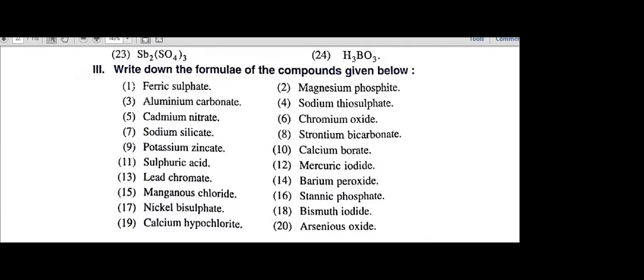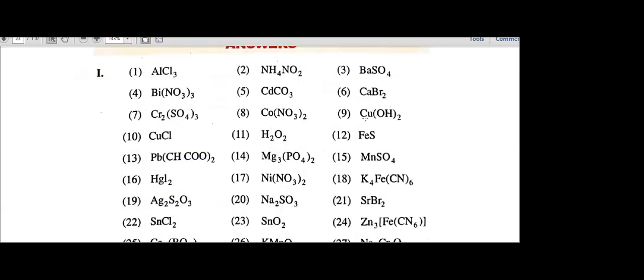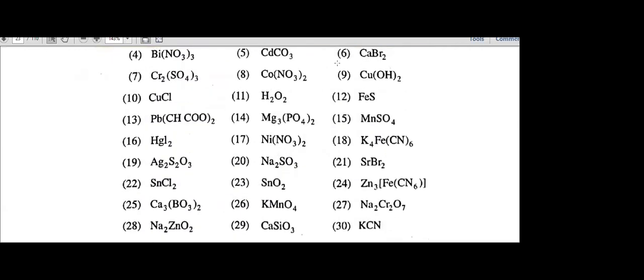So we are done with this. I guess all of you can solve it. Answers are already given, so you can cross-check and cross-verify. So we will start chapter 3 today. Right, everyone?